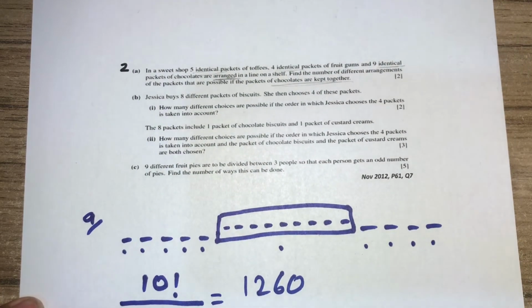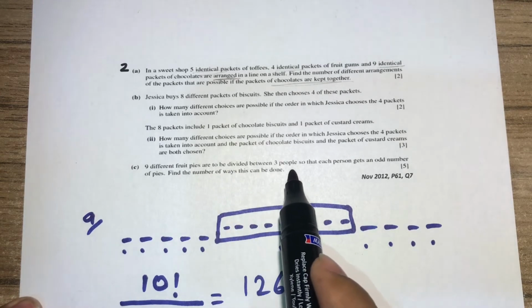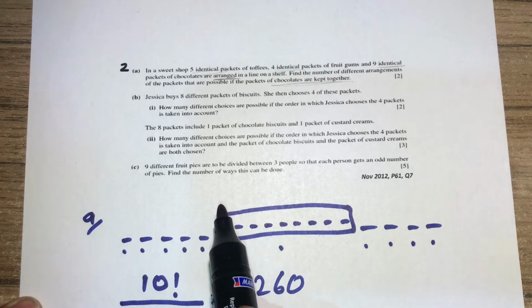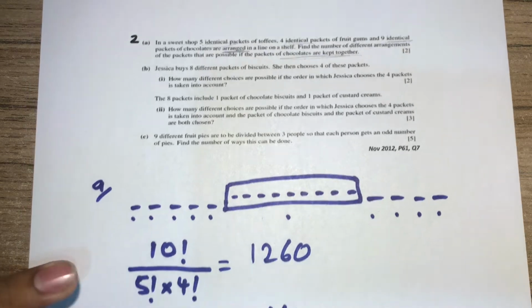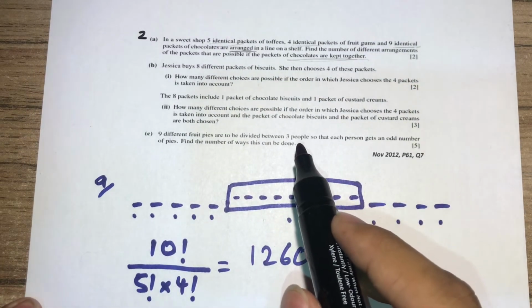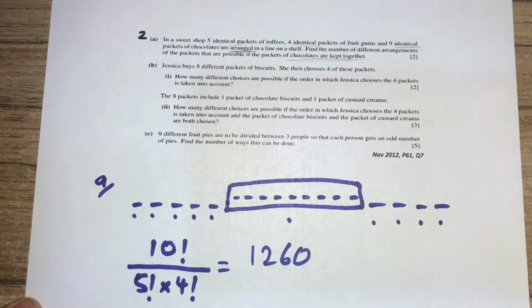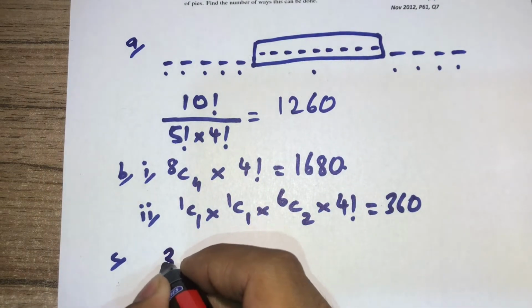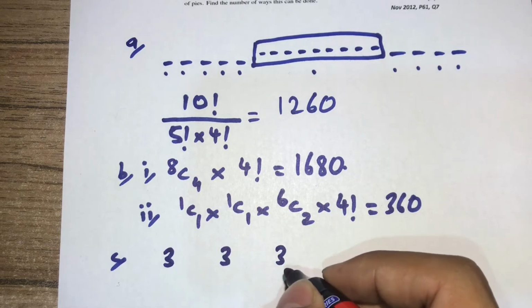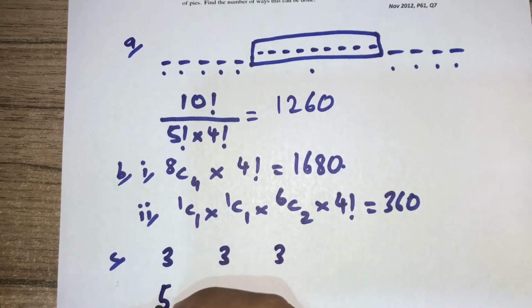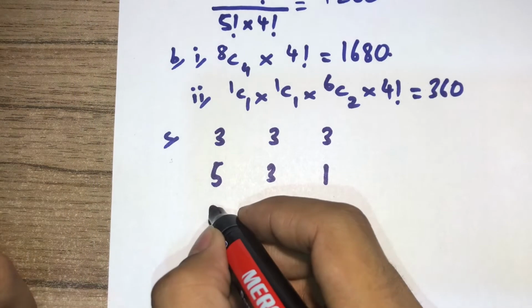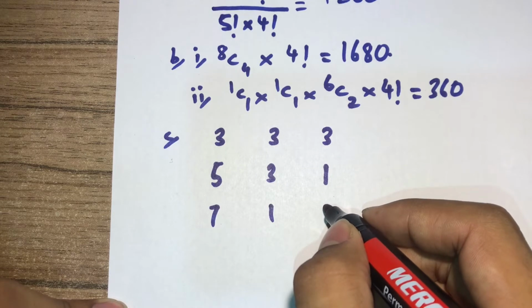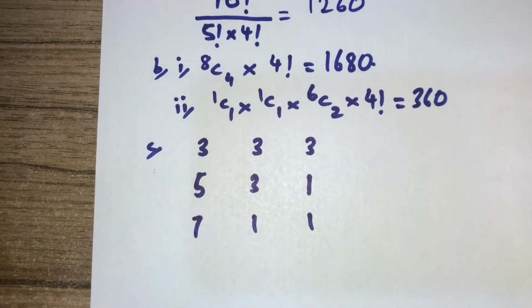Part C. 9 different fruit pies are to be divided between 3 people so that each person gets an odd number of pies. Find the number of ways this can be done. So there are 9 different fruit pies. And 3 people have to get the fruit pies, and every person should get an odd number. So the possibilities are that every person gets 3 fruit pies, or one person gets 5, the other gets 3, the third gets 1, or one person gets 7, the next gets 1, and the last gets 1. These are the 3 possibilities.